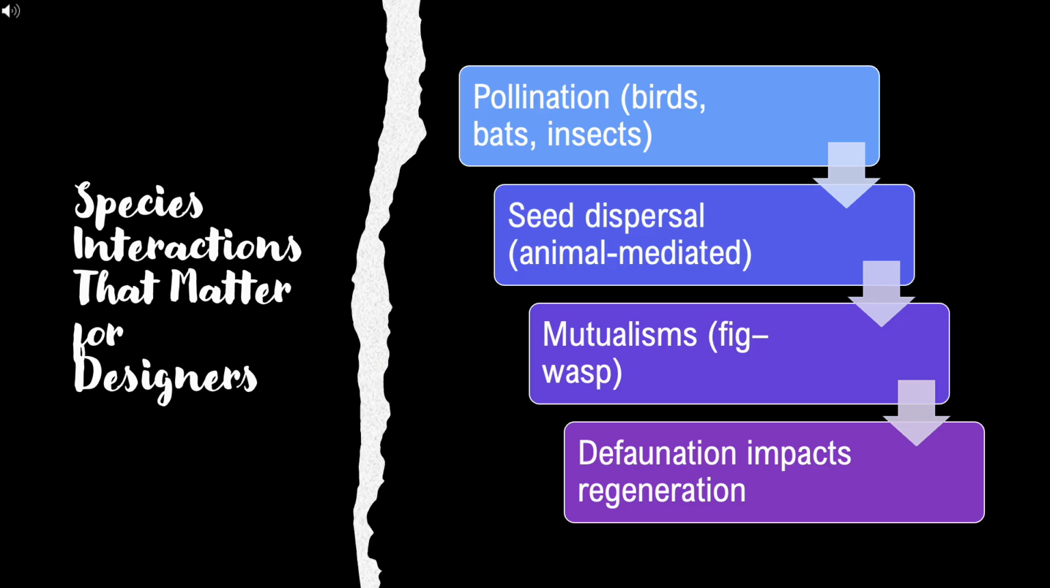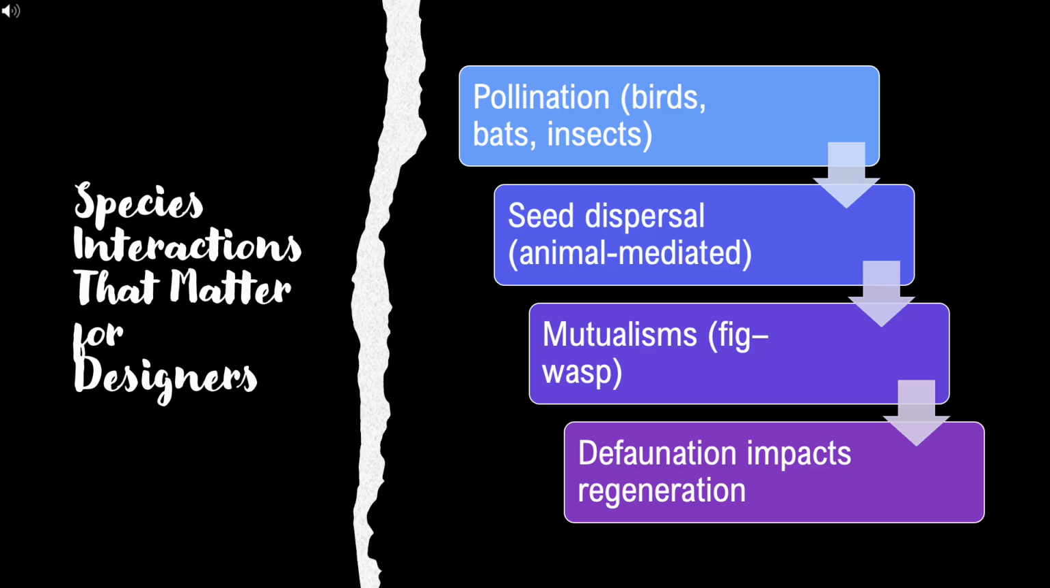Pollination. Many tropical plants depend on highly specific pollinators, particularly bee species, certain hummingbirds, bats. If you're doing a restoration project and you introduce plants without their pollinators present, you may get establishment without long-term reproduction. Think about your fauna when you're specifying your flora.